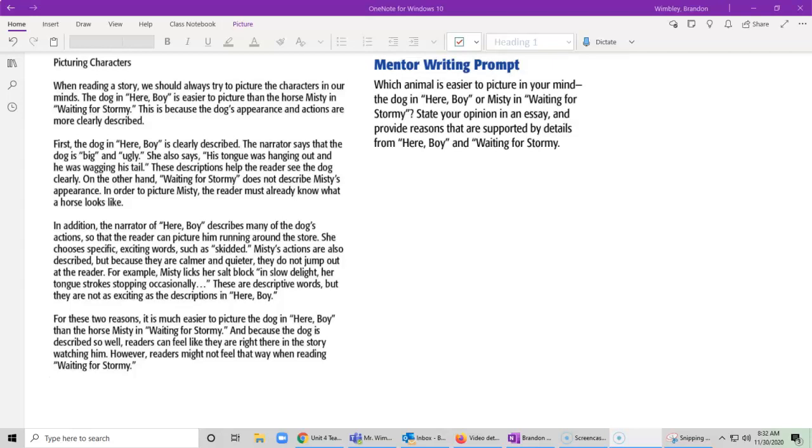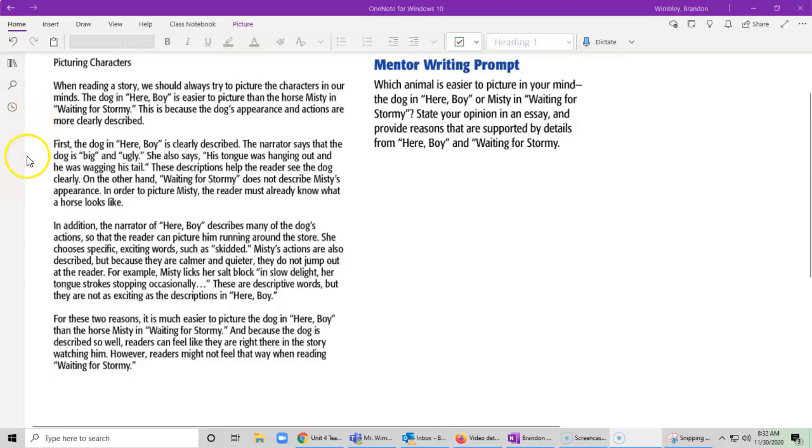So, here we go. Picturing characters. When reading a story, we should always try to picture the characters in our minds. The dog in Here Boy is easier to picture than the horse in Misty in Waiting for Stormy. This is because the dog's appearance and actions are more clearly described. So I'm saying the dog's easier because they're describing him better and they're describing what he does better.